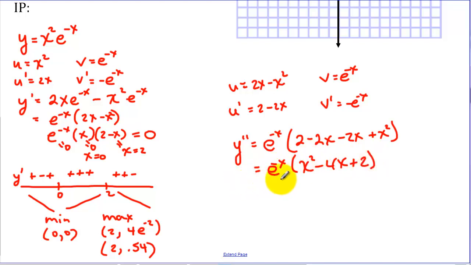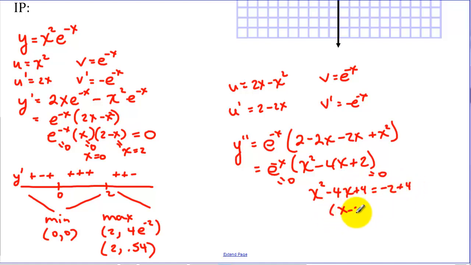So again, we want to find our critical values, so we're going to set that equal to 0 and that equal to 0. No solution here. To do this, we could use completing the square, or you could use the quadratic formula. So if we complete the square here, we take half of this number and square it, so we've got plus 4, and add that to both sides.